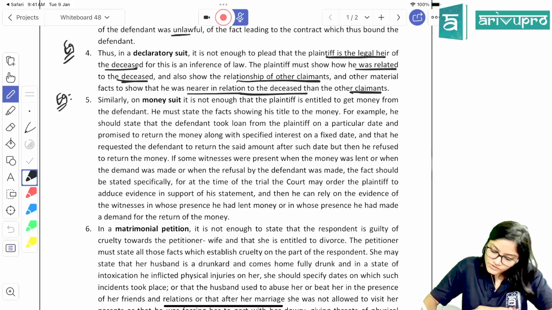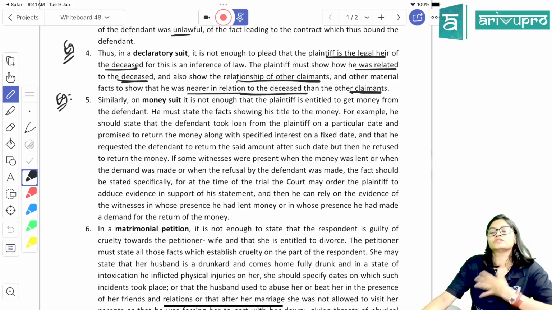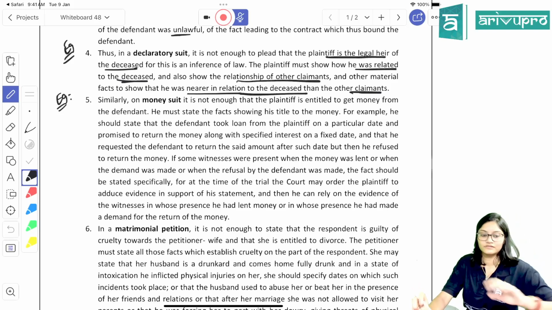So in a money suit, it is not enough that the plaintiff is entitled to get money from the defendant. You just cannot say that I am entitled, I have the right to 10 lakh rupees, right?